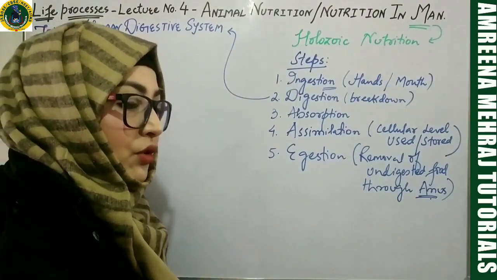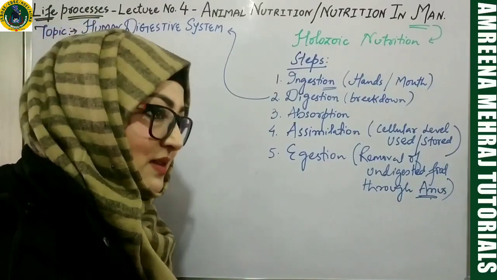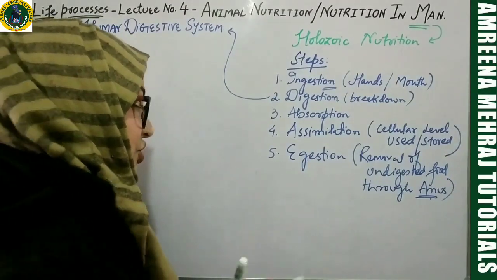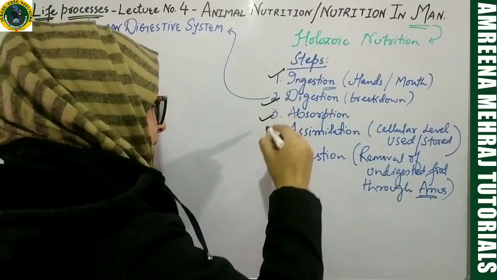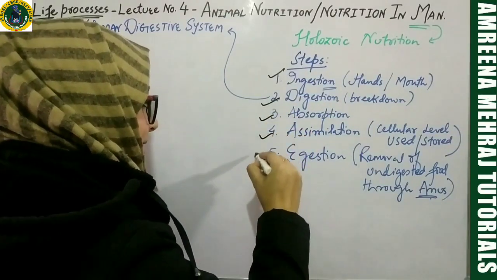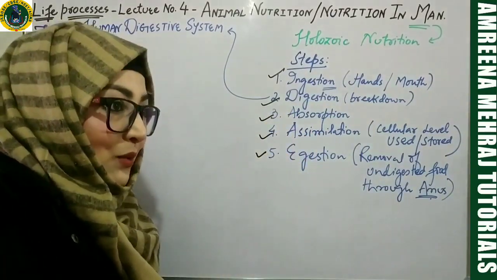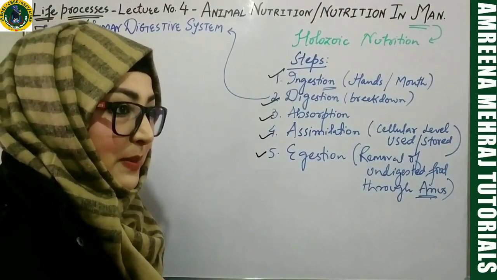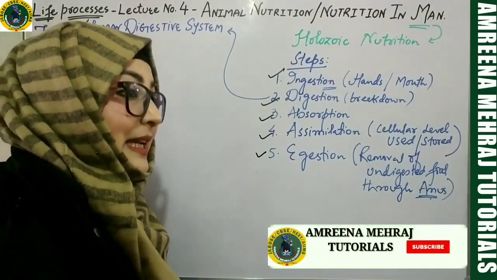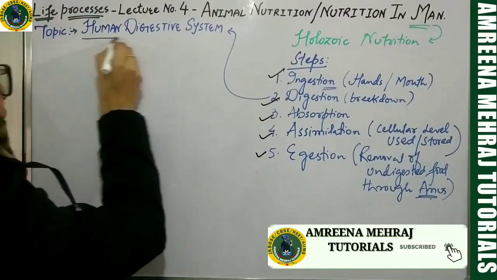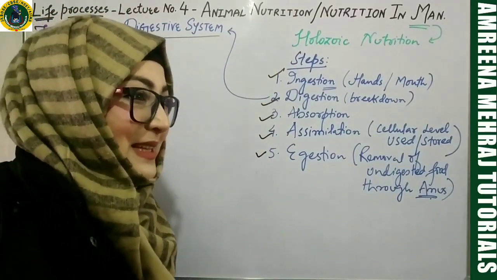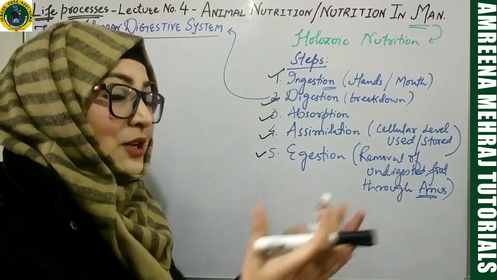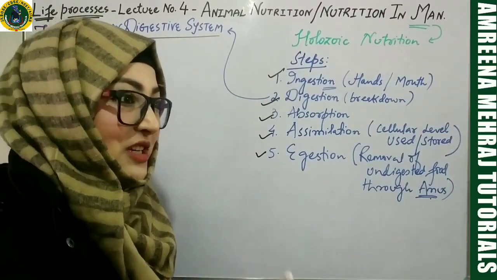So the holozoic mode of nutrition in man has the same steps: ingestion, digestion, absorption, assimilation, and egestion. Now, what is most important for us is to understand in detail the human digestive system, because that is the crucial system which will help man get nourishment from the food we eat.